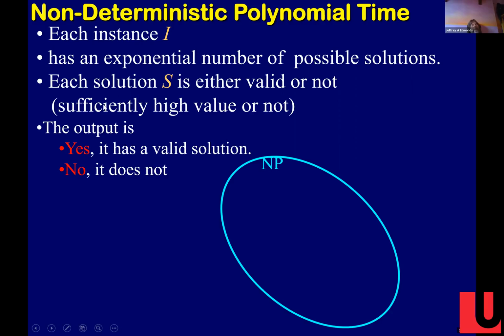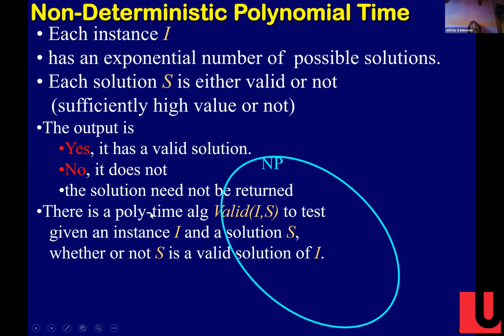What did I mean by sufficiently high value? Well, maybe I'm trying to optimize something. So I'm looking for an optimal solution. A solution has a value. And so I'll say, does there exist a solution that's valid and whose value is at least 1 million, right? Or no, there doesn't exist such a solution, right? That's our NP problem, right? And in the official version of this, the algorithm doesn't have to give you the solution. It just has to tell you whether it exists or not.